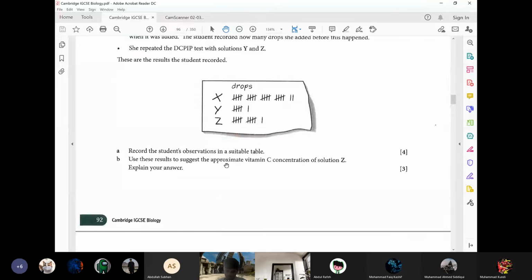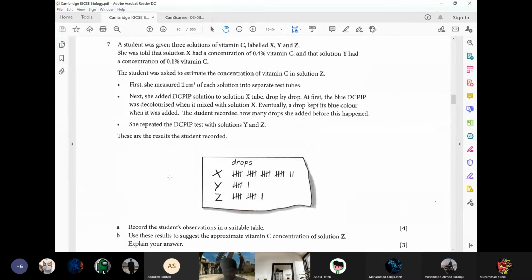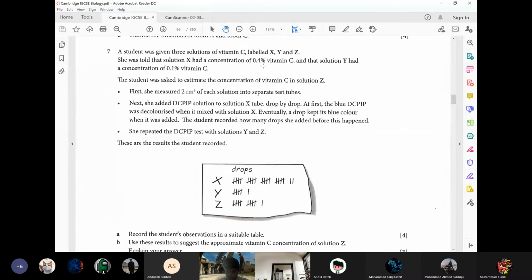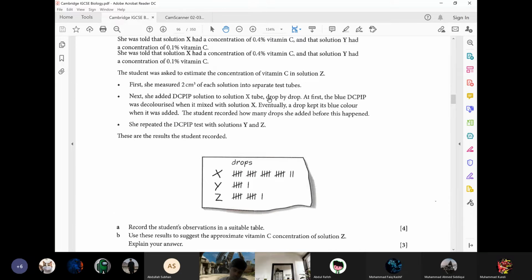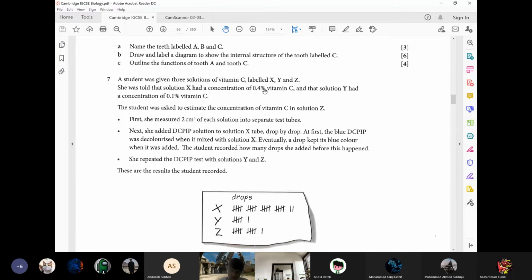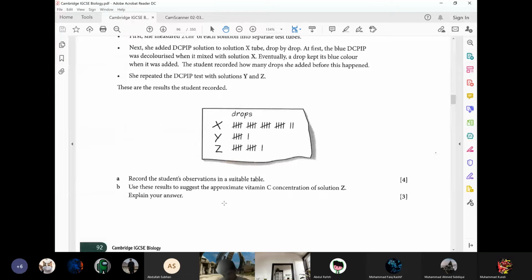Now, next one. Use these results to suggest the approximate vitamin C concentration of solution Z and explain your answer. Now look here, he told that X is 0.4 and Y is 0.1. And look here, Z took what? 11. It was 22 and 11 is the half of 22. So you can write the answer in between 0.1 and 0.4. So you can write 0.2, right? So what is the approximate answer you can write? 0.2% vitamin C solution, sir.